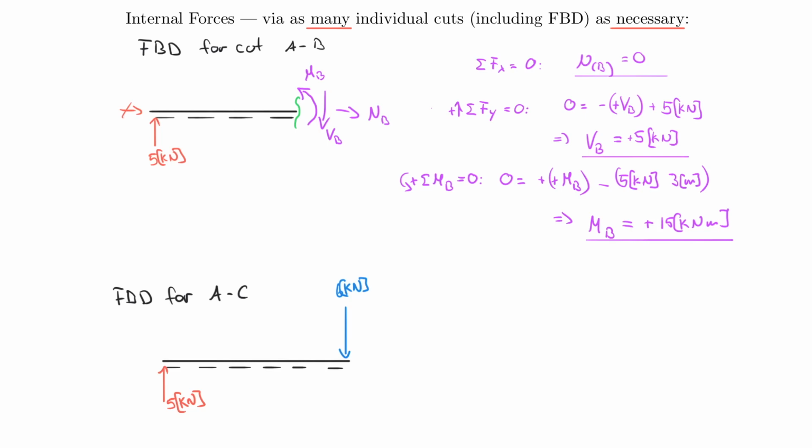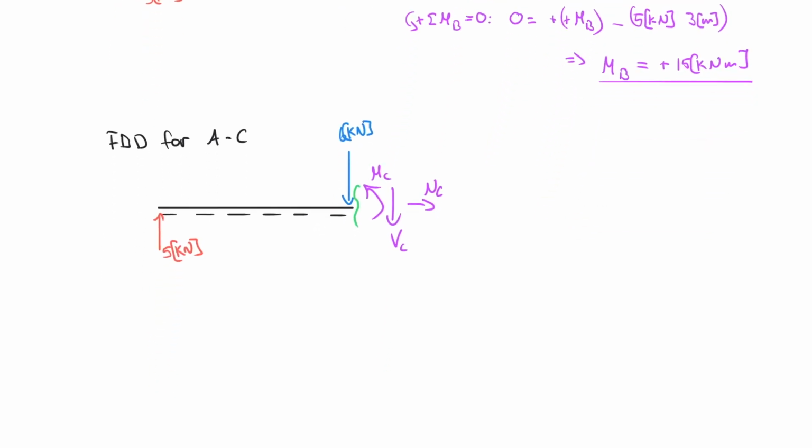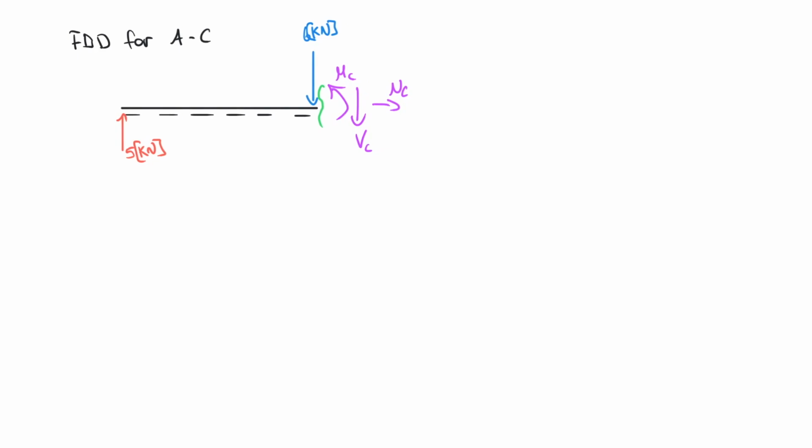Now I have to cut right at that location C and bring in my internal forces, my moment, my shear, and my normal force. So V at C, N at C, and M at C. And I can now set up my equations. Before I move on, just notice the only difference between this and this is that we made this a tiny bit longer here and therefore now include the 6 kilonewton. All right, so now I can go ahead and calculate my internal forces at that location.